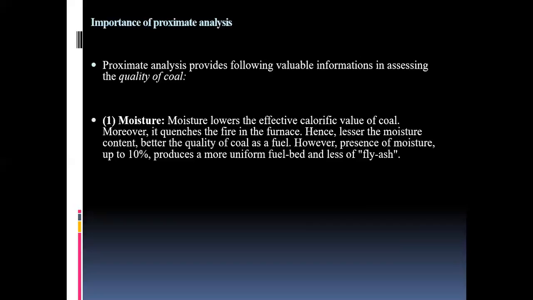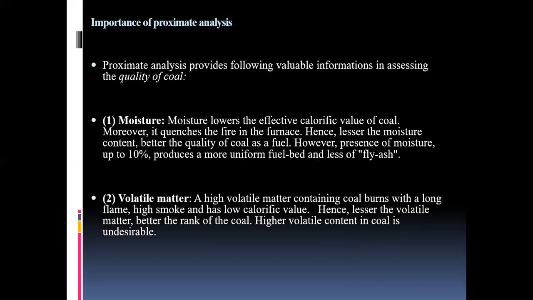If a lesser amount of moisture content is present, then the quality of the coal is considered to be good. The presence of moisture content up to 10% produces a more uniform fuel bed and less fly ash. If fly ash is more, then the quality of the coal is usually considered to be of lesser quality. So if the moisture content is up to 10%, it is considered to give a more uniform fuel bed, and it is considered to be good quality.